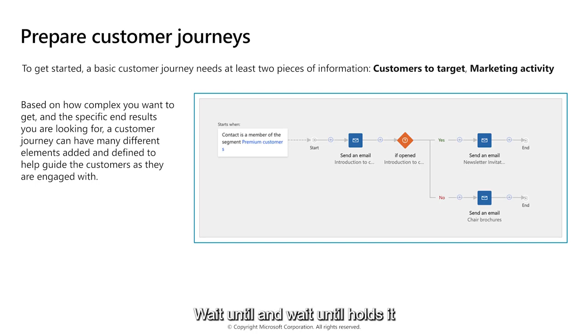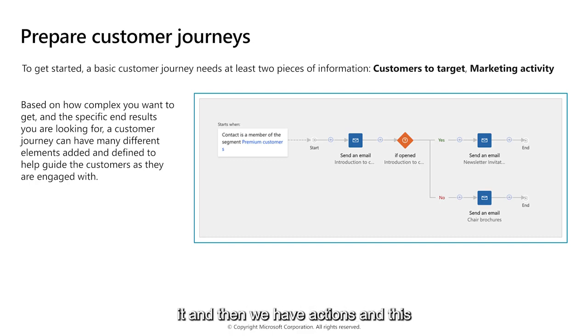Or we can do a wait until. Wait until holds it until a specific date is reached. So for instance, we can say we want to put a mail shot out on the 1st of January and it's currently October time. We could say wait until the 1st of January, and then it will wait until the 1st of January to be able to do it.